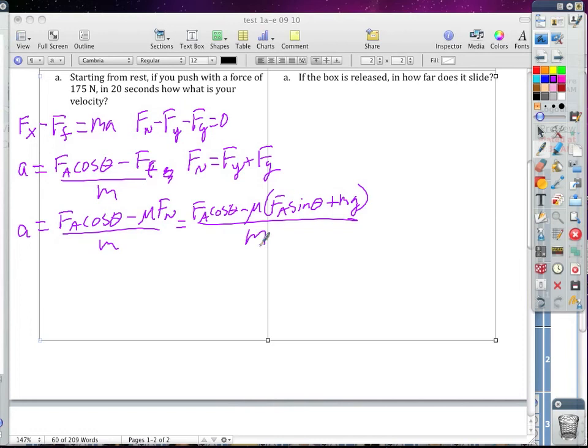Because look what I did. I took this and I stuck it into Fn. And in here, I put Fa sine theta, and in here, I put mg.